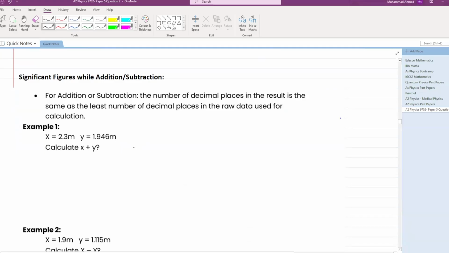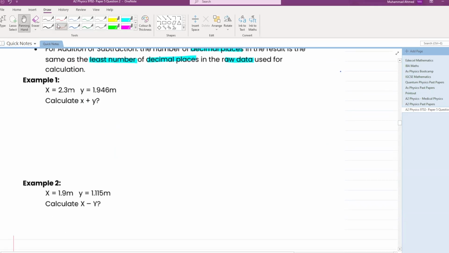Let's move on to how to determine the number of significant figures when you are adding or subtracting. Very easy rule again. Whenever you are adding or subtracting, the number of decimal places in the final answer is the same as the least number of decimal places in the raw data. Perfect. So if you analyze here, x has how many decimal places? 1 decimal place. Y has how many decimal places? 3 decimal places. So what will be the decimal places in x plus y? Least number, it will be 1 decimal place.